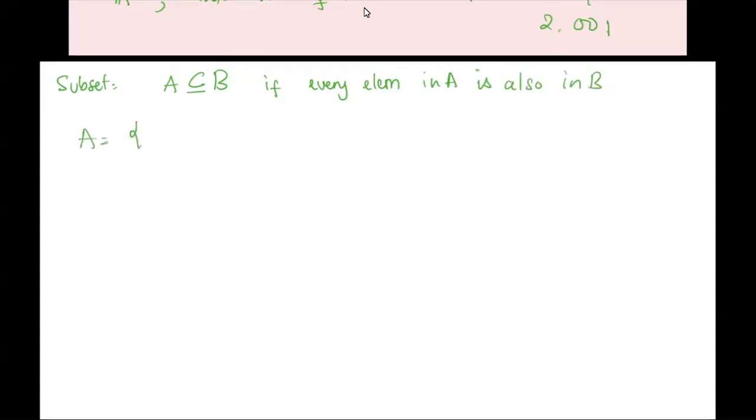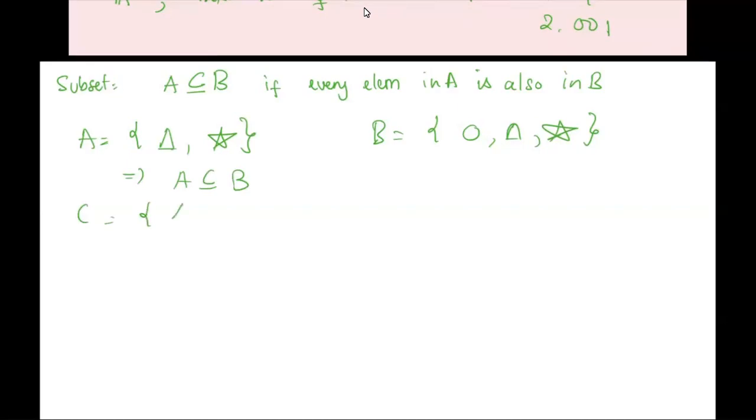For example, if you have a set A containing all these shapes, and then B is this set, then is set A subset of B? In order to answer that, you should go through each element in A and you check whether this element is in B or not. So this triangle, is it in B? Yes, it is in B. This star, is it in B? Yes, it is in B. So every element in A is actually an element in B. Therefore, A is the subset of B.